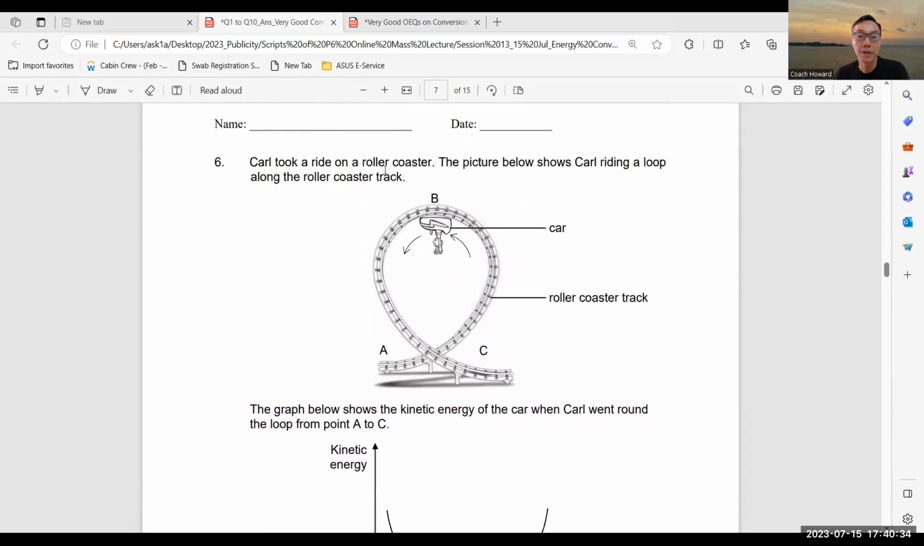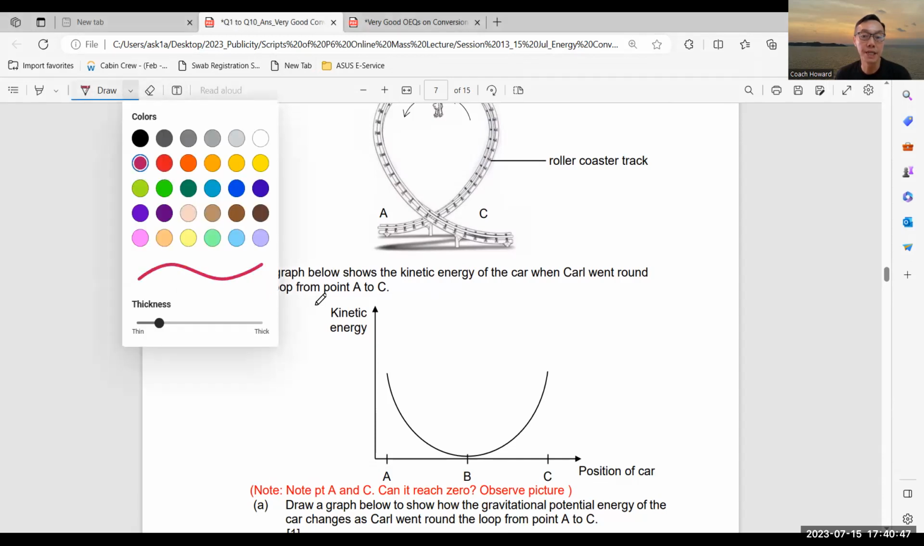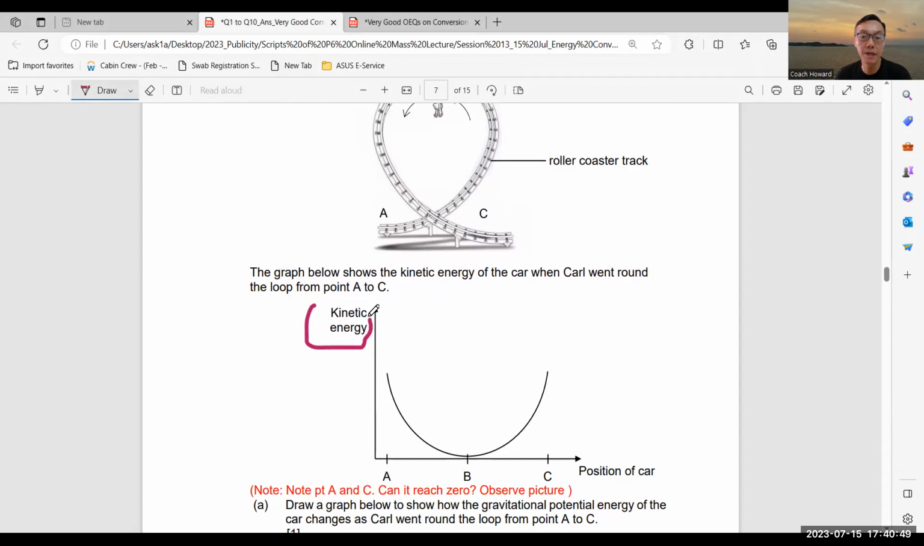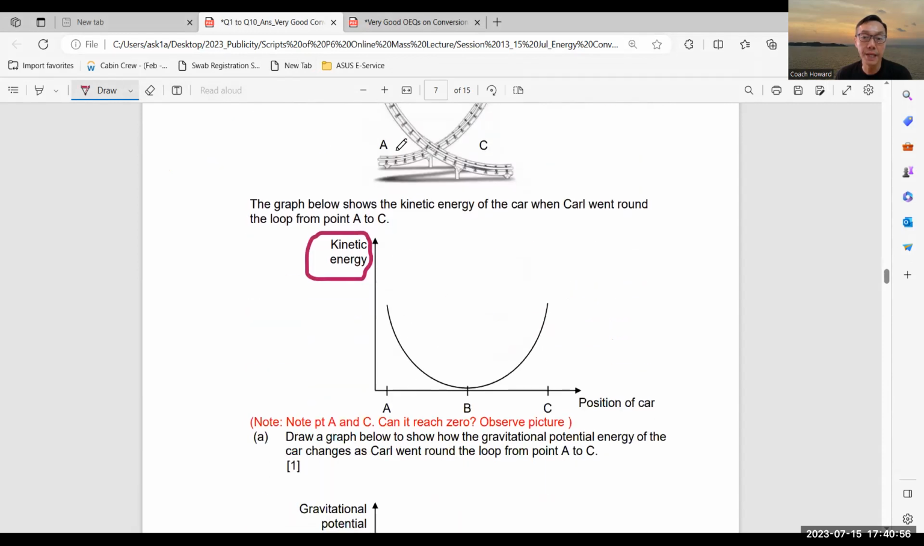Okay, Carl took a ride on a roller coaster. The picture shows Carl riding a loop along the roller coaster track. The graph below shows the kinetic energy. So you take note of this part, right? On the left-hand side, this part is KE, because the other graph they ask you to sketch is PE. So you notice where's the maximum speed? Maximum speed is at A.